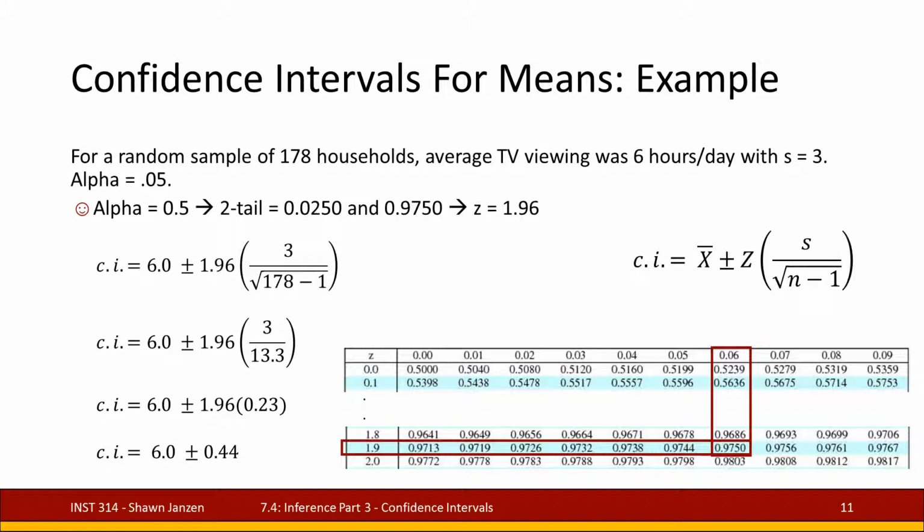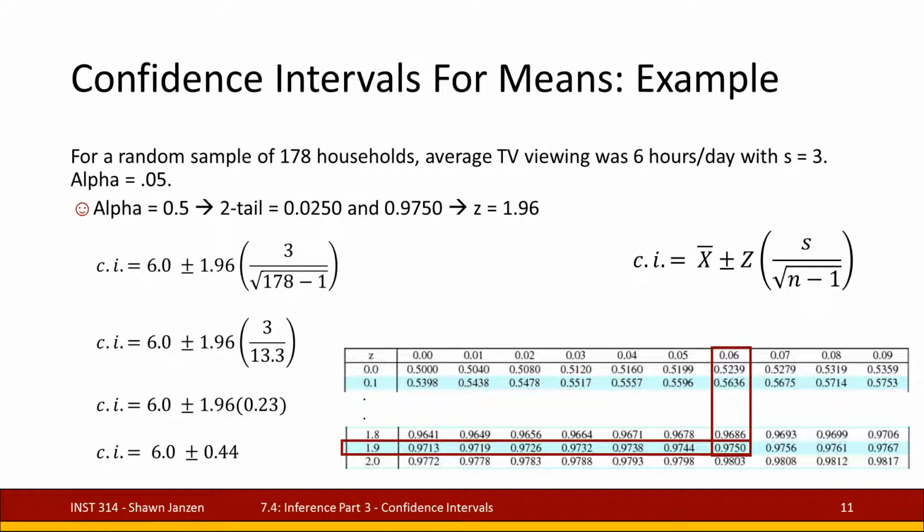Now, we said that the average TV viewing hours was 6 hours per day, so we're going to plug that into where x bar was. We said the standard deviation is 3 hours per day. We're going to plug that into where the s was for standard deviation. And the sample is 178 households. That's going to become n. So what we have is the confidence interval equals 6.0 plus or minus that z-score of 1.96 times 3 over the square root of 178 minus 1. When we go ahead and process the math, we end up getting a confidence interval of 6 plus or minus 0.44 hours per day.